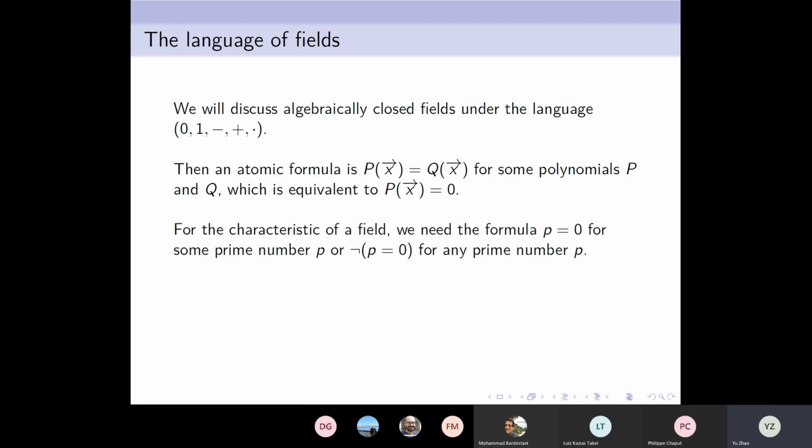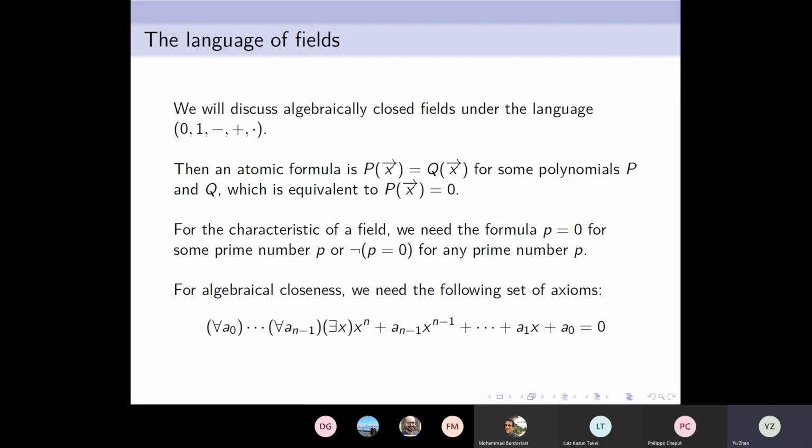For the characteristic of a field, we need the formula p equal to 0 for some prime number p, or the negation of p equal to 0 for any prime number p. So for characteristic 0, we need infinitely many formulas. Remember, all these formulas are quantifier-free formulas: p equal to 0 or negation of p equal to 0.